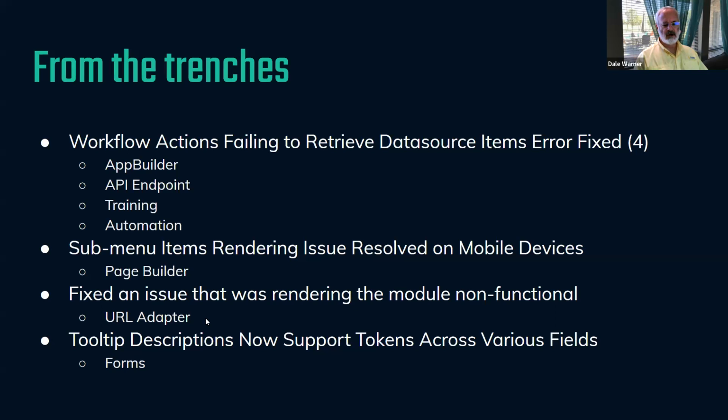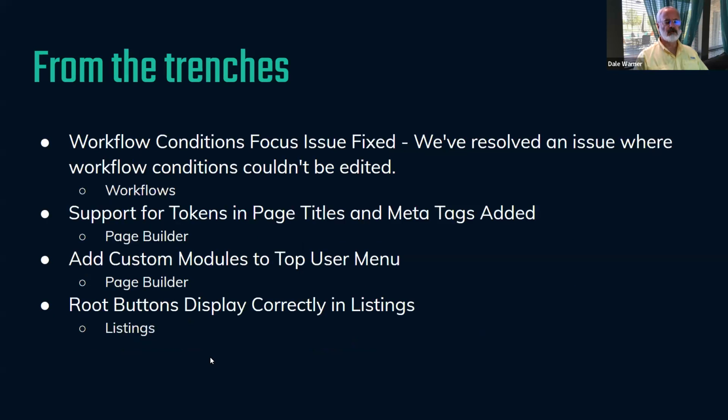We have an optional product that very few people install. It's called URL Adapter, but when you had that installed and turned on, the configuration menu wasn't loading. So that's fixed for the one client that we know of that's using that, and was on 126. So that's no longer a blocker. We've also done some enhancements with tooltip descriptions, and if you want to see more about tooltips, you can look for that one.